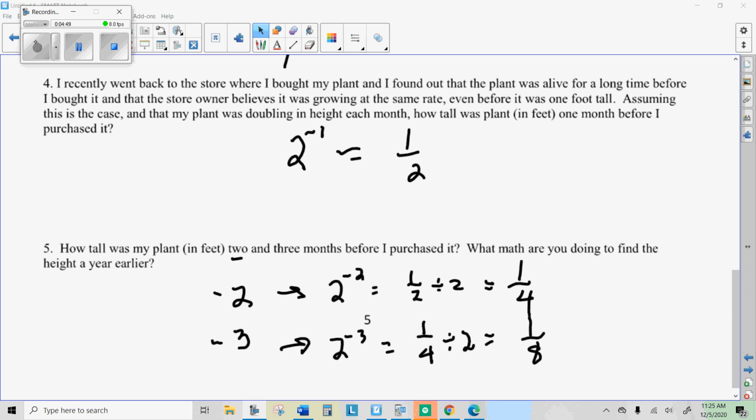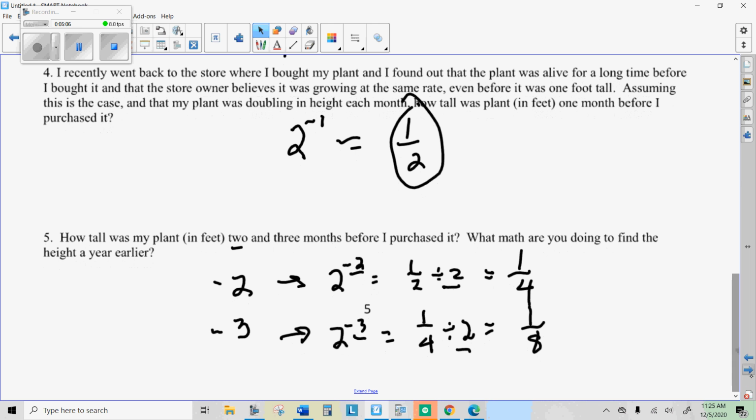All right, so here's what I was thinking. At -1 month, we were at 1/2 foot tall. And if I go back to -2 months, I would have to divide that by 2, so I would get 1/4. And then at -3 months, I would have to divide that 1/4 by 2, so I would get 1/8 of a foot tall.